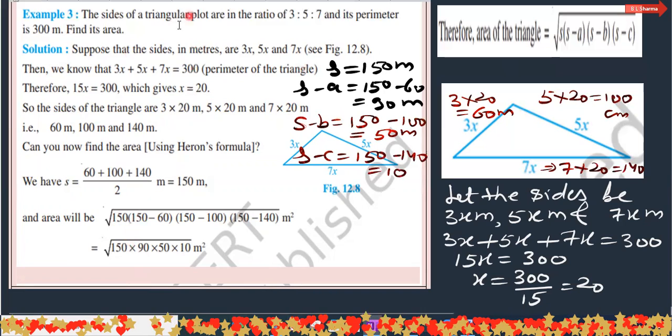So applying Hero's formula, that is S into S minus A, S minus B into S minus C, and it is square root. So 150 into 90 into 50 into 10. Now you have to calculate, how to calculate it. See here, कैसे इसको calculate हम करेंगे. You put the formula and now find out the square root of this. That is 1500 root 3 meter square.